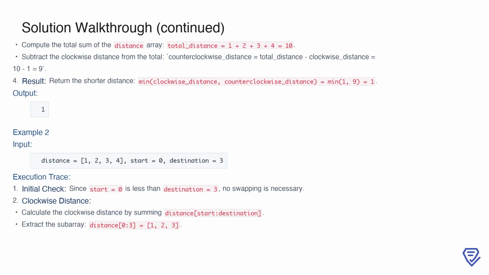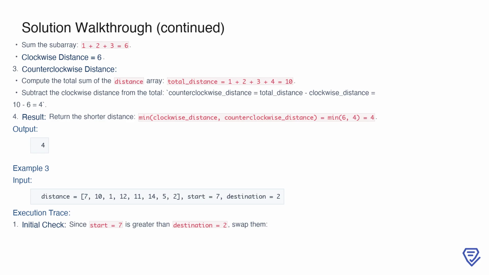For the second example, the input specifies distance equals 1, 2, 3, 4, start equals 0, and destination equals 3. Again, since start is less than destination, no swapping is needed. To calculate the clockwise distance, we sum the subarray from index start to destination, which is distance[0:3], or 1, 2, 3. Summing the elements in the subarray 1, 2, 3 results in a clockwise distance of 1 plus 2 plus 3 equals 6. Next, we calculate the counterclockwise distance using the total distance of the array, which remains 1 plus 2 plus 3 plus 4 equals 10.